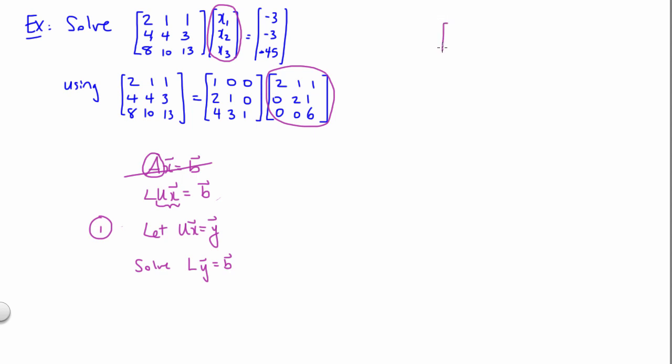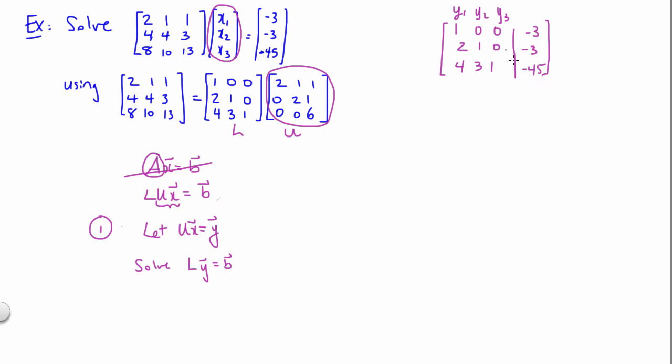All right, so let's take a look at this system Ly equals b. The coefficients come from this matrix here, which is L. I think I'll just label these L and U for future reference. So we're going to take our matrix L, and I'm actually going to write up the system in the form of an augmented matrix. So we'll just write our variables y1, y2, y3 across the top. And we want Ly to equal b, which were our original constants in the system. So -3, -3, -45.